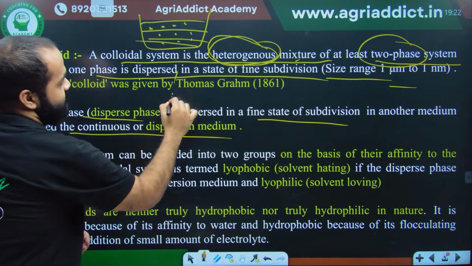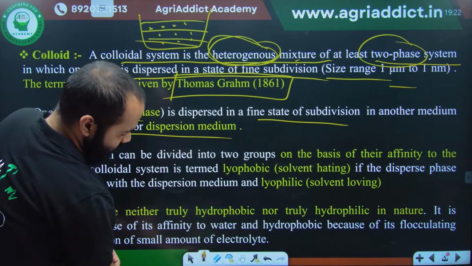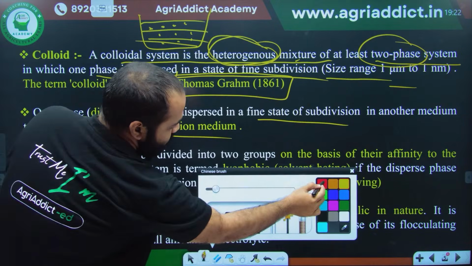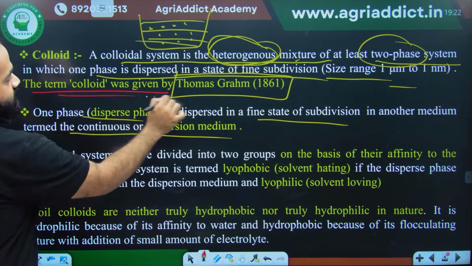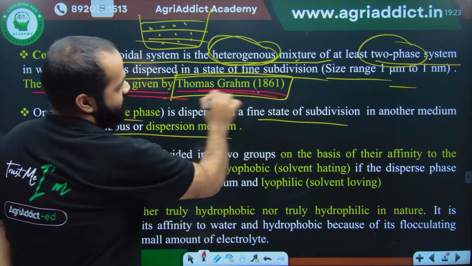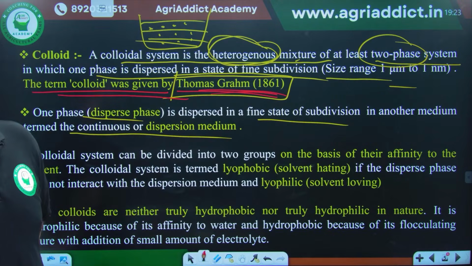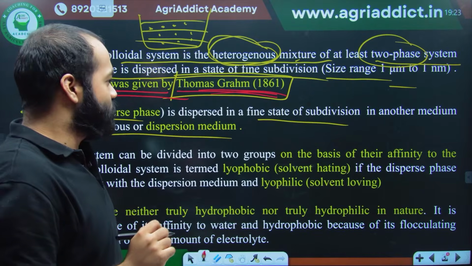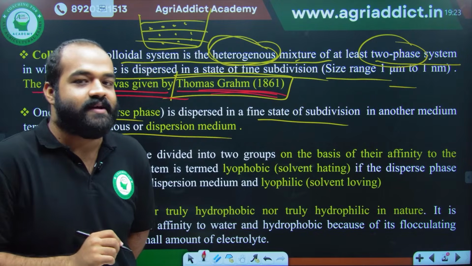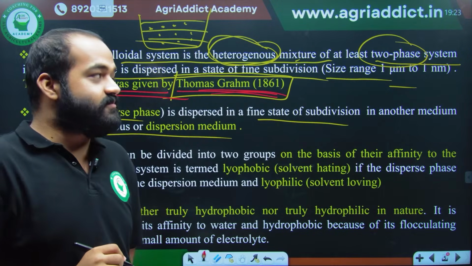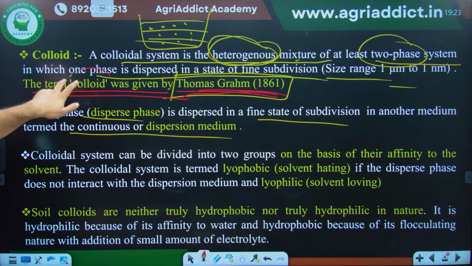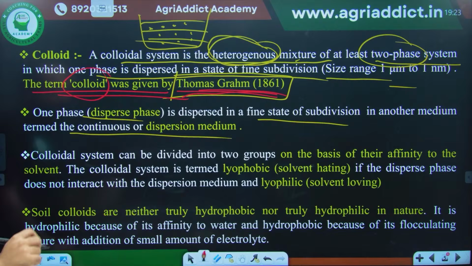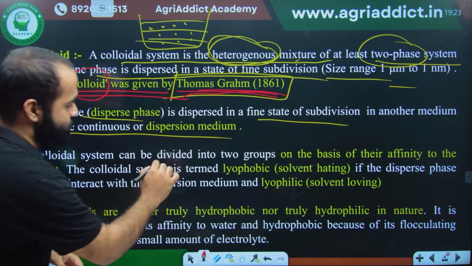Here this is extremely important. I would like you to make a note if you are making a note, otherwise you can read from this PPT. The term colloid was given by Thomas Graham in 1861. This question I have seen myself in 2 or 3 PYQs. Mostly they ask in matching the following. They will give many scientist names and the terms. So Thomas Graham, you have to remember, who coined the term colloid.